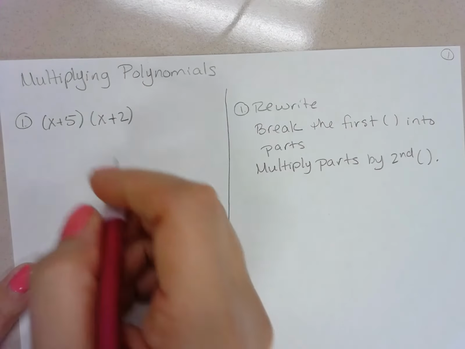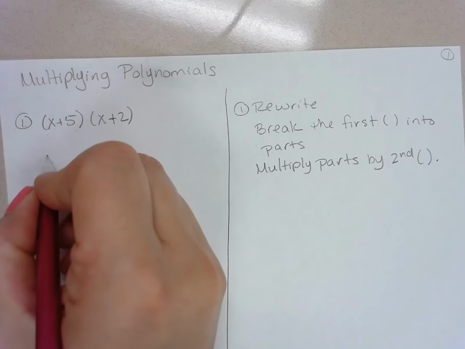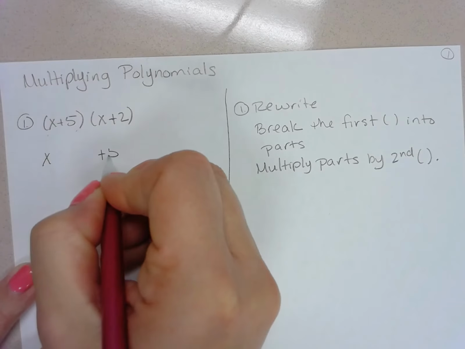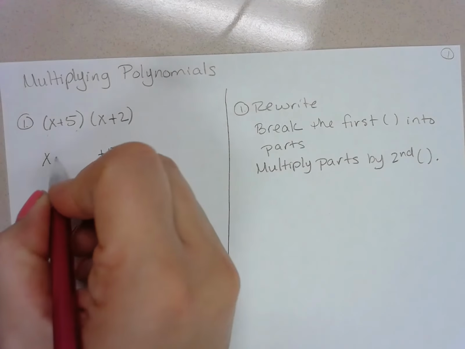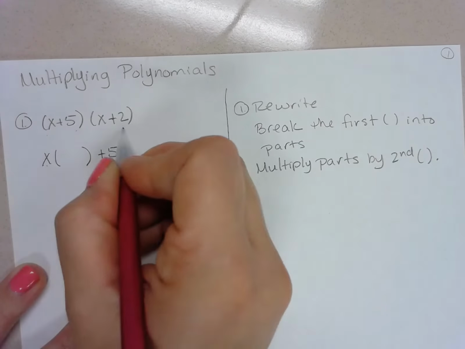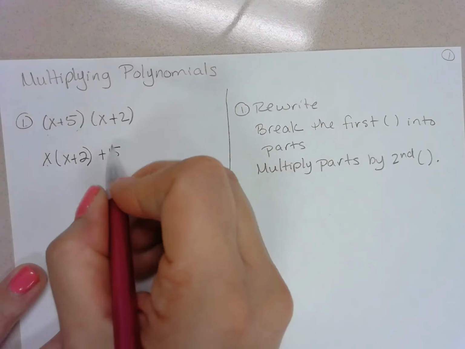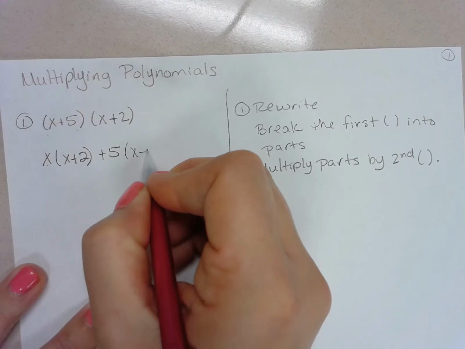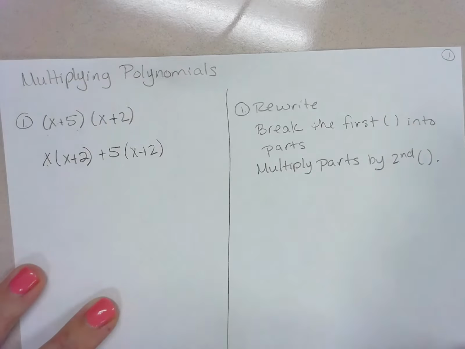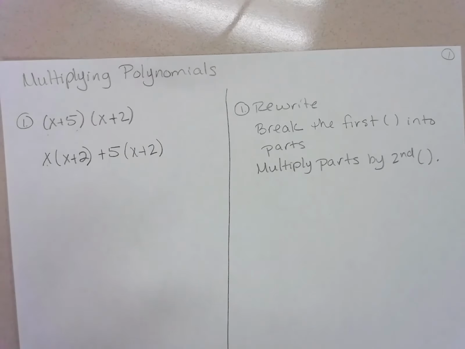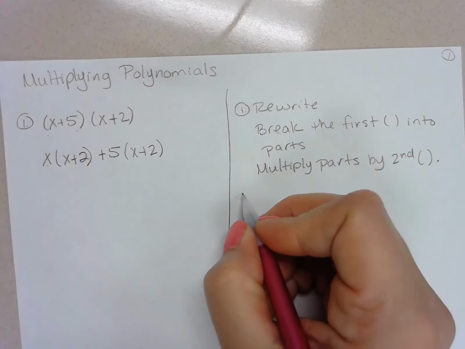So let's actually do that. So let's take this first set of parentheses. We're going to break it into an x and a plus 5. And we're going to say x times the second set of parentheses, which is x plus 2. And 5 times the second set of parentheses, which is x plus 2 still. All right, so that's the first thing we want to be able to do. We want to rewrite the problem before we do anything.